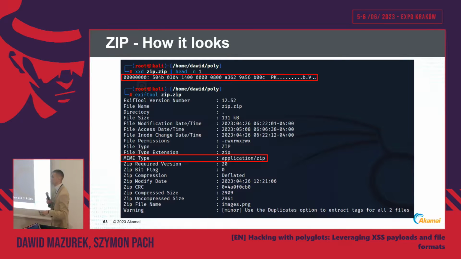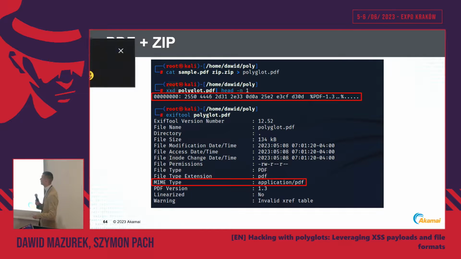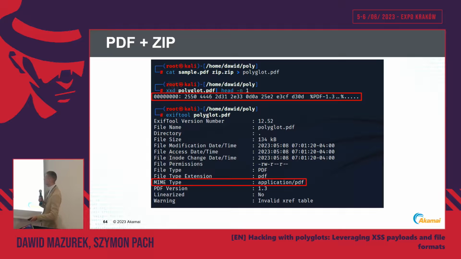How are we creating the polyglot file? With simple concatenating. No more operations are needed. We're just using the simple cat command, sample PDF, zip.zip, and as an output we are setting polyglot.pdf. How does this polyglot look? At the beginning, the header is exactly the same as our sample PDF. The header is 2550, because we appended data to our PDF file at the end, so the header is not changed.